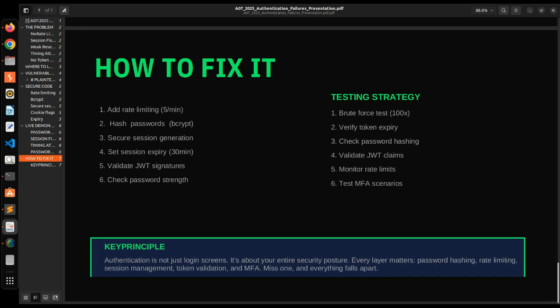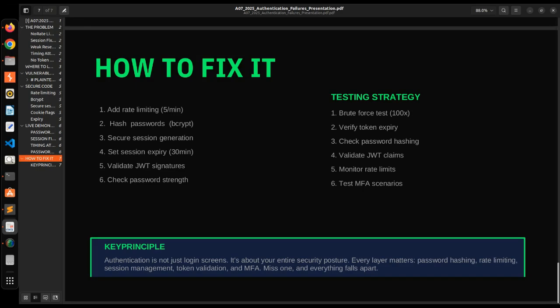Okay. So fifth is test like an attacker. Try to break it. Use the lab I made. See what breaks, because if you can break it in code review, so can someone with actual malicious intent. The difference is you can fix it.